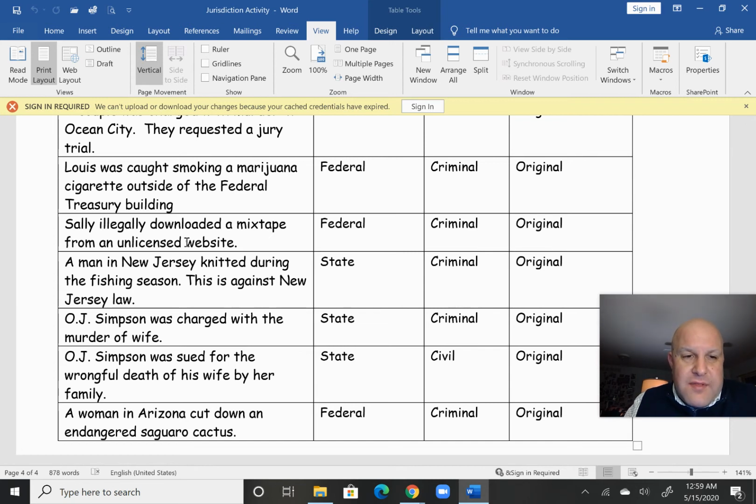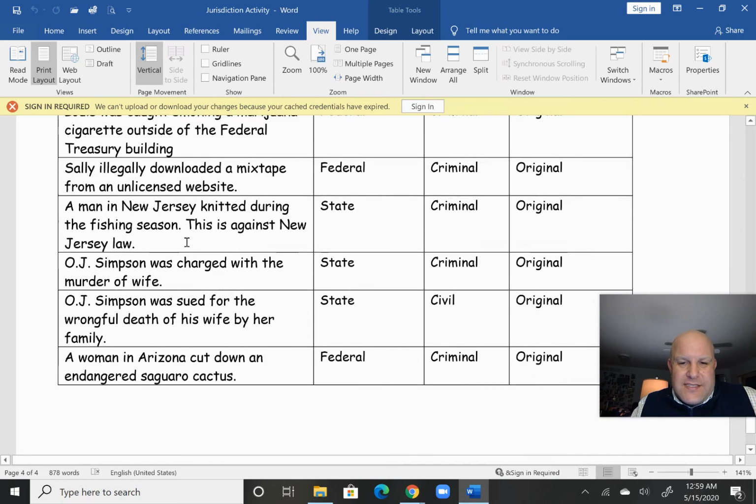Criminal. A law New Jersey knitted during the fishing season. This is against New Jersey law. Knitted, meaning it's a fishing term. State law, criminal. Original jurisdiction. OJ was charged with the murder of his wife. State, criminal. Original. OJ was sued for the wrongful death of his wife by her family. State, civil. Original. I kind of gave that one away already when I was talking, and that's fine.